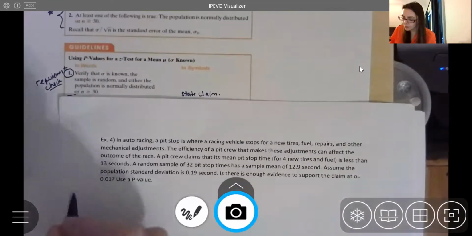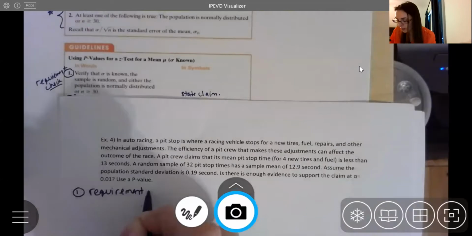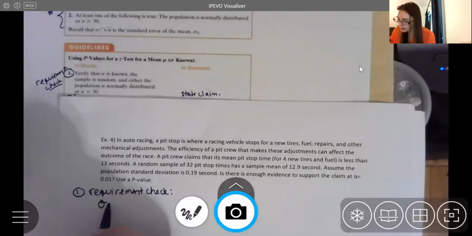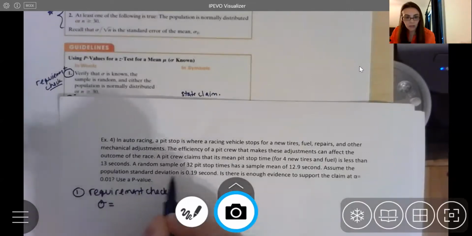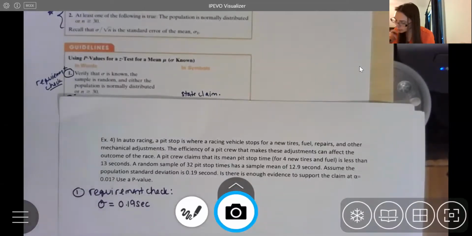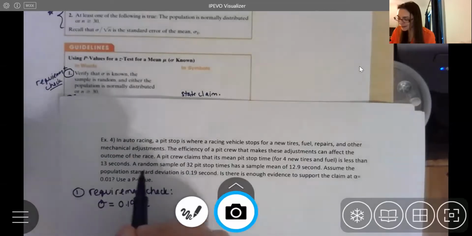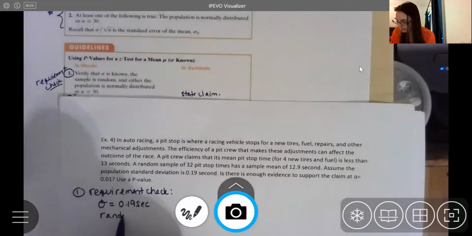So the first thing I'm going to do is my requirement check. So is sigma known? Yes, sigma is the population standard deviation, and it is 0.19 seconds. Is the sample random? Yes, it is random, right? So it is random.